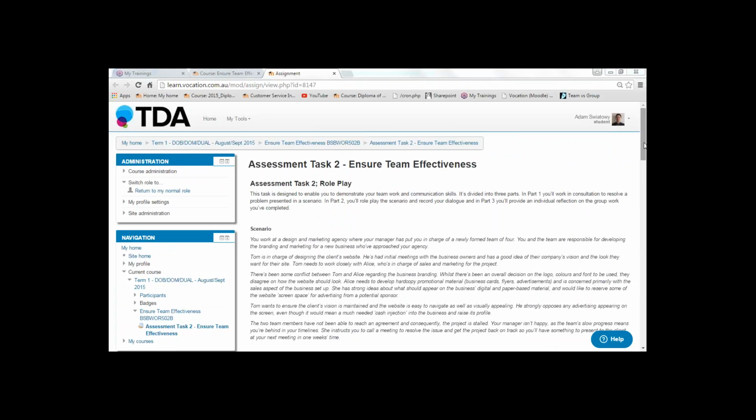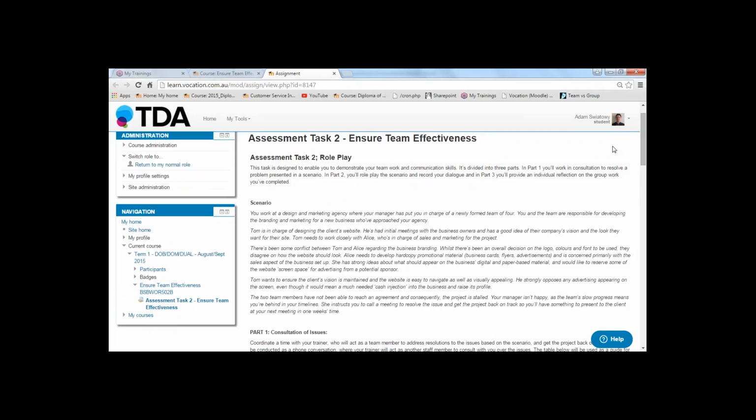Okay, for your second assessment task, you've got a role play. This is the final assessment task for the subject Ensure Team Effectiveness, and this task is designed to enable you to demonstrate your teamwork and communication skills. It's divided into 3 parts. In the first part, you'll work in consultation to resolve a problem presented in this scenario that I'll read out for you. Part 2, you're going to role play that scenario and record a dialogue. And in part 3, you're going to provide a written individual reflection on what you've just done.